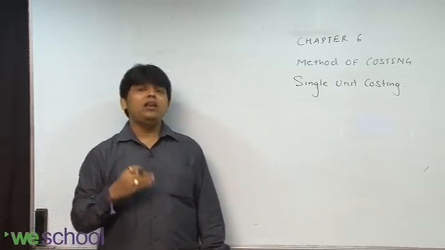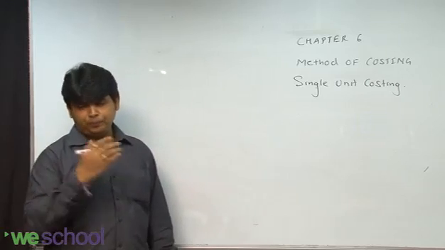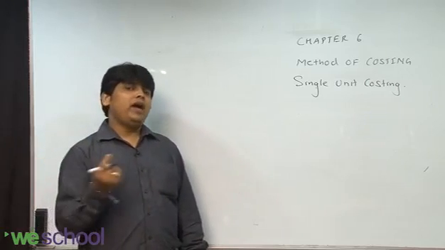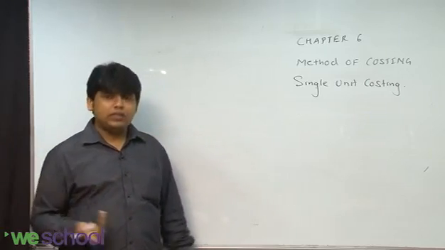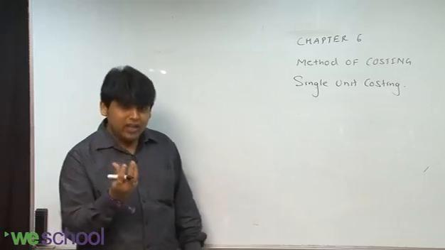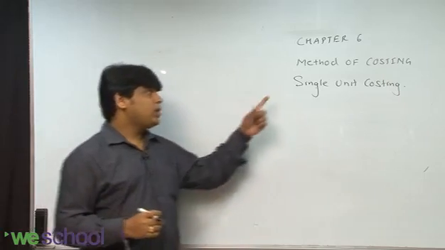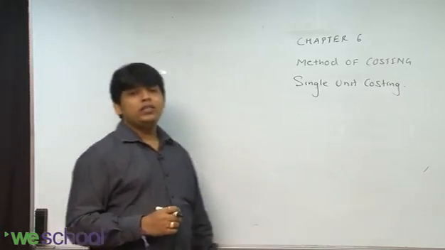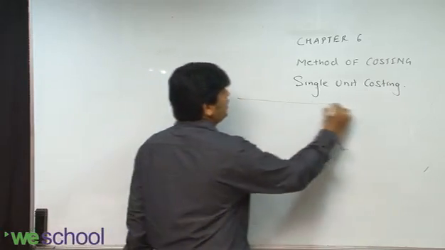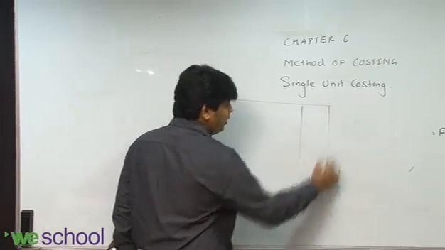For producing 3 lakh liters of Coke, I might have incurred only 1 lakh rupees. So the cost is very little, but the production is very huge. Such types of companies may follow the single unit costing method. How do they calculate the cost? This is how they calculate the cost.